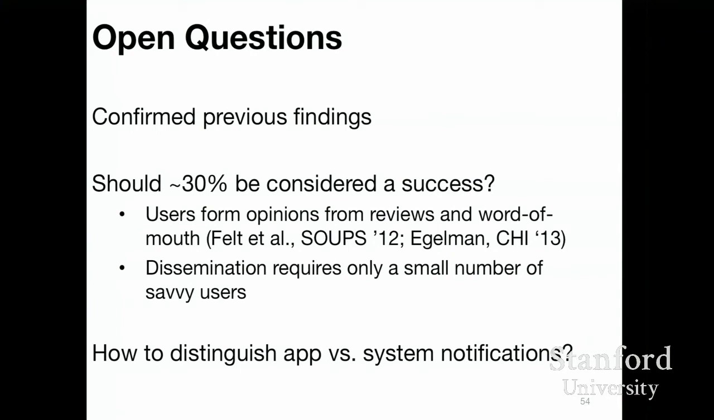One question is, in the second task when they were doing the wallpaper thing, there was a significant difference, but only about 30% were able to correctly notice these attribution mechanisms. Should this be considered a success? I would argue that yes, because what we've seen in practice is that usually there are a small number of savvy users who tend to explore these sort of features, and then they're the ones who end up writing app reviews. And a lot of users put a lot of weight on the app reviews.